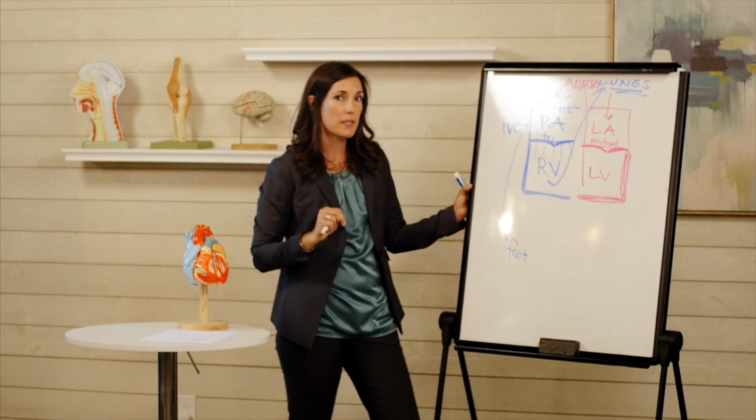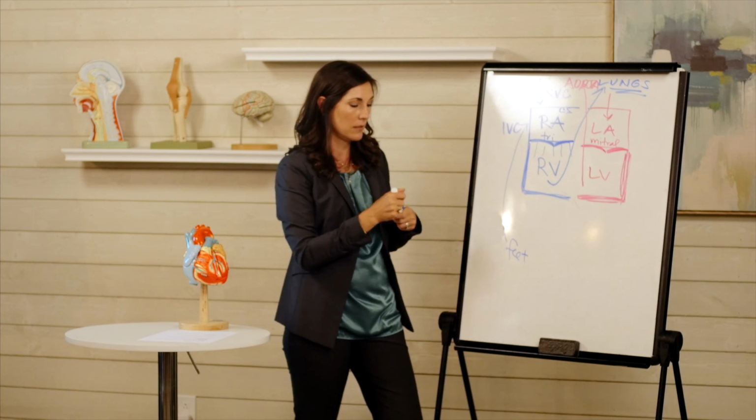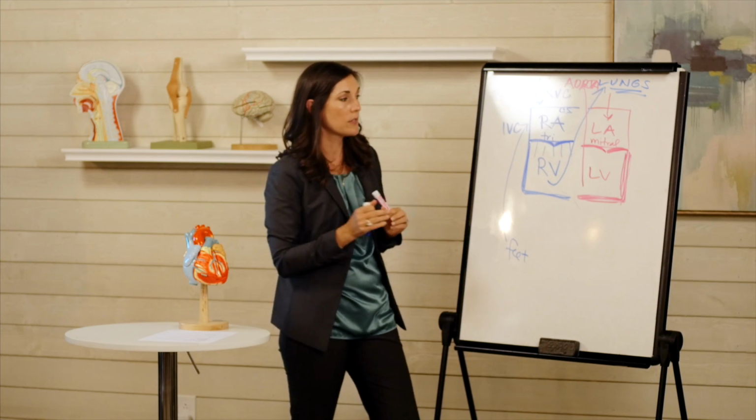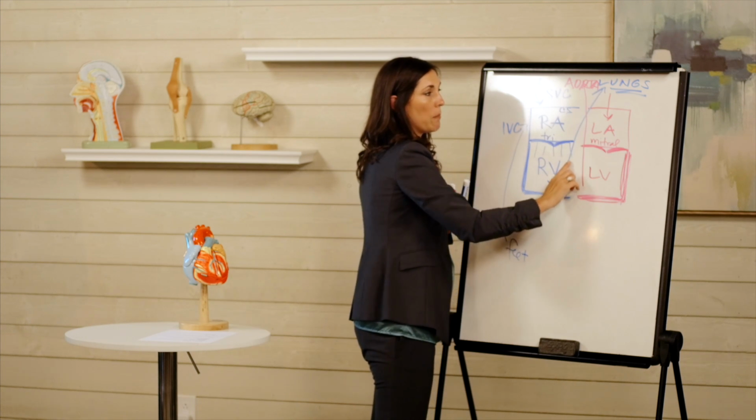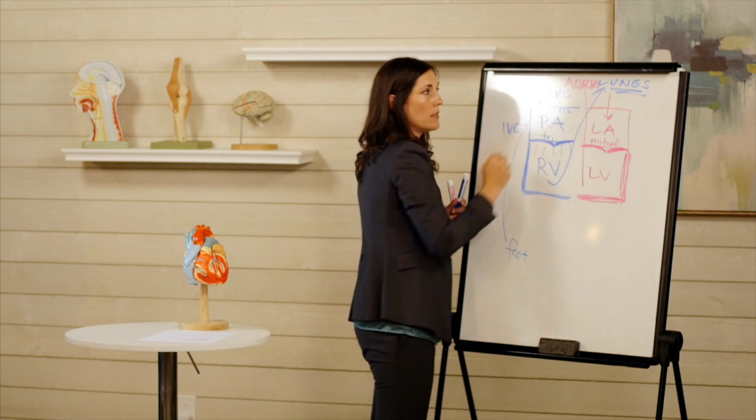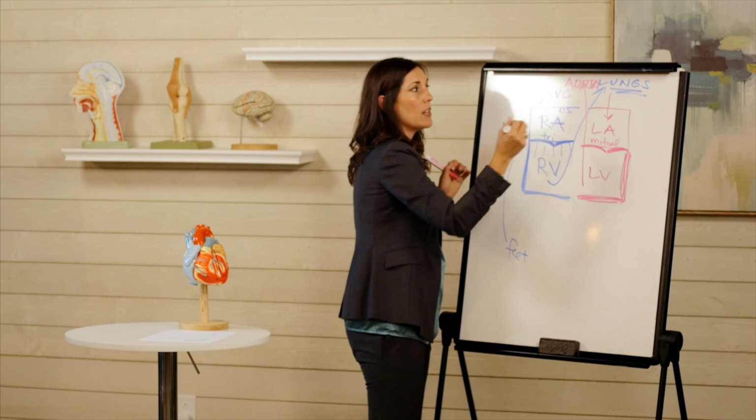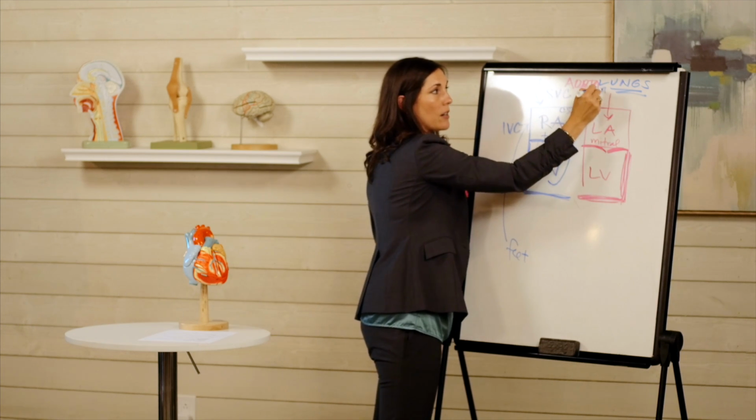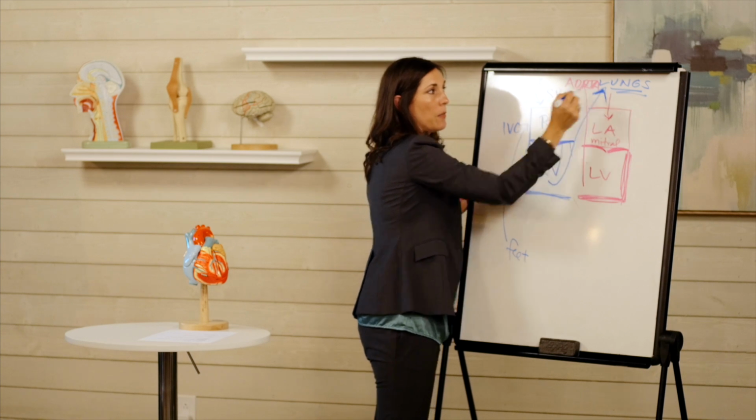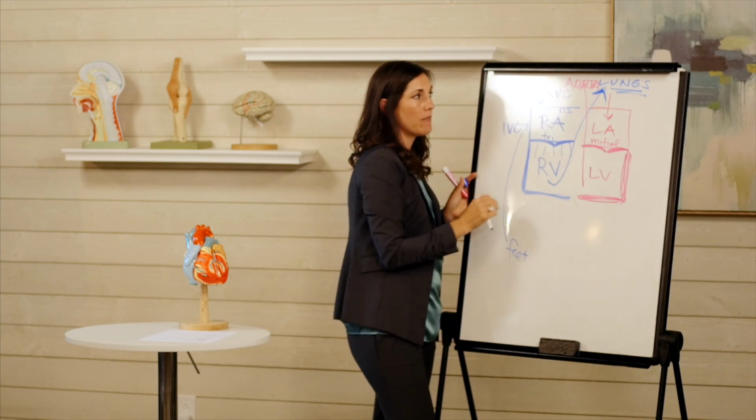Now, there are two other places that we see valves. After you've pumped blood to the lungs, we're going through the pulmonary artery to the lungs. And in order to prevent backflow, we see a valve here between the pulmonary artery and that right ventricle.